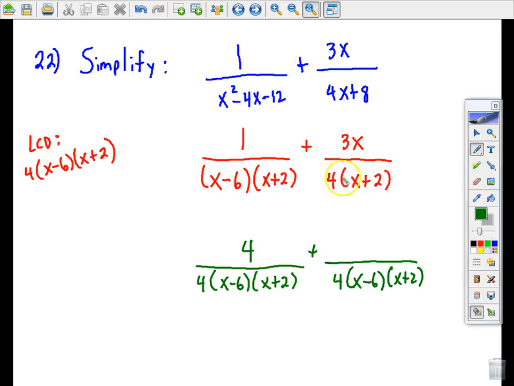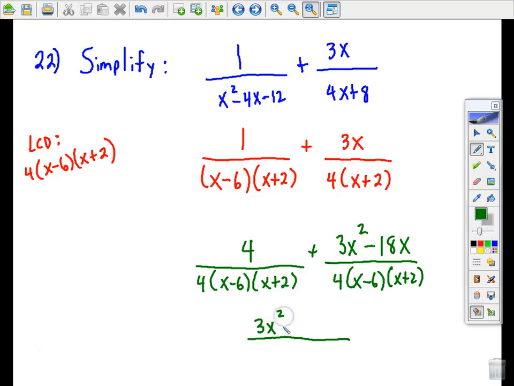All right, same thing over here. Dividing red into green, I notice everything cancels except for x minus 6. And x minus 6 now gets multiplied by 3x. So x times 3x is 3x squared. And 3x times negative 6 is negative 18x. Okay, now we can combine like terms in the numerator.